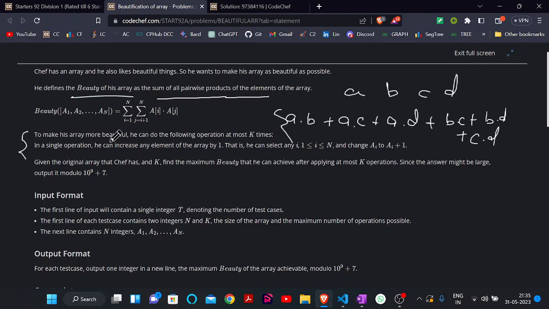Now to make the array more beautiful, he can do the following operation at most K times. And what is the operation? In a single operation, he can increase any element of the array by 1. That is, he can select any i from 1 to n and change a_i to a_i plus 1. Now we will be given the original array that Chef has, and we will be given K, and we need to find the maximum beauty that we can achieve after applying at most K operations, and we need to take modulo 10^9 plus 7.